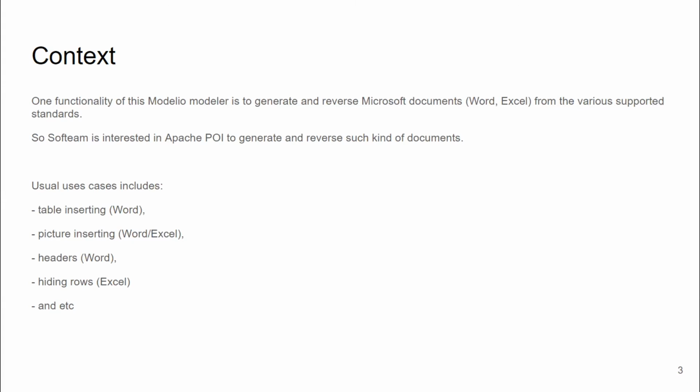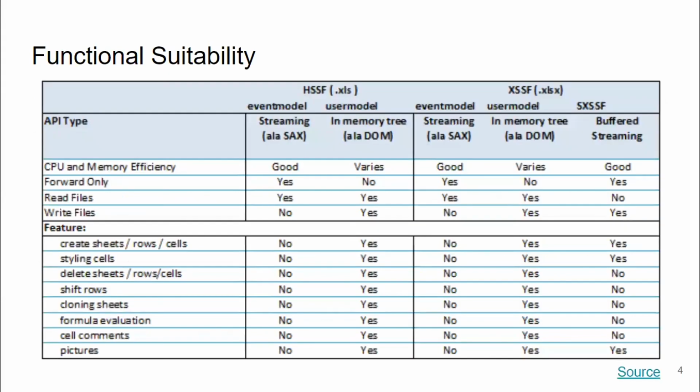So let's go further and see how Apache POI deals with that. We will start with functional suitability. Apache POI has several components for Excel and Word. Here is the table for Excel. It has various functions such as reading files, writing, styling cells, and deleting sheets. Well, it's kind of simple stuff.